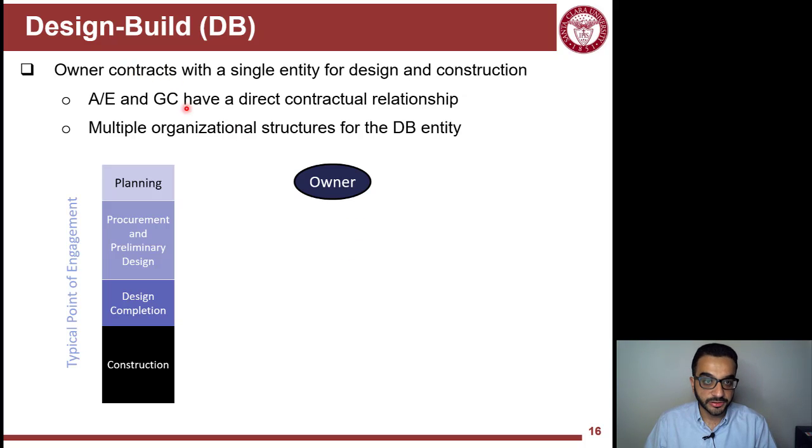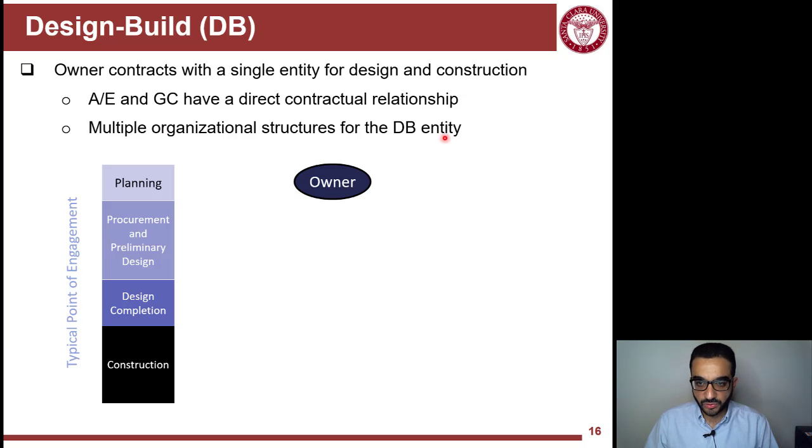Next is design build. And the last thing we'll cover here is design build. So design build, here the owner interacts with a single entity. I forgot here to add a double line here, but it's a very important difference here, single entity. So it's a single entity that will interact here with the owner. The owner will have a single contract with an entity that's responsible for design and construction.